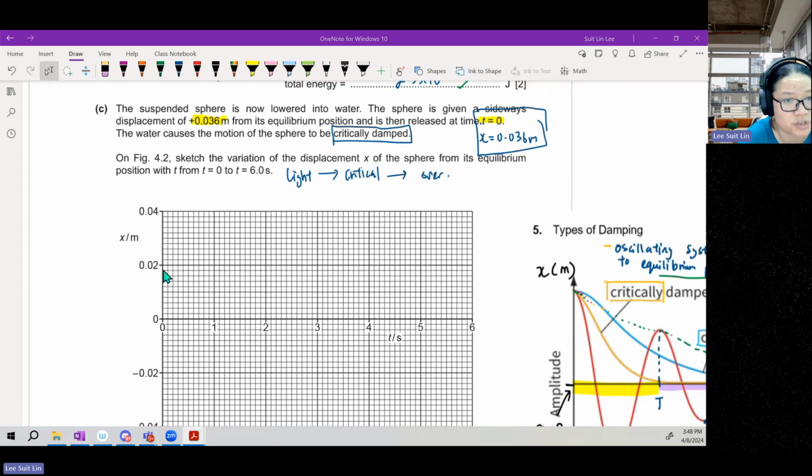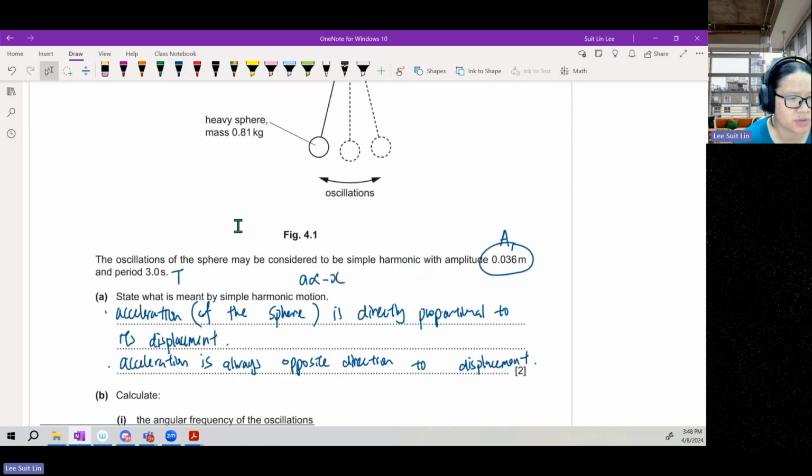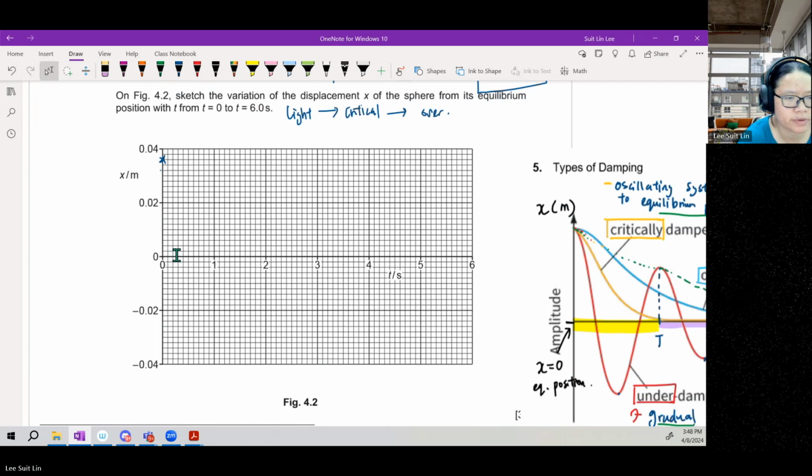First, let's start with 0.036. 3 is here. 2, 4, 6 here. 8, 10. So I will plot this point, 0.036. It's going to decrease. What's my period? Period is 3 seconds. So period is somewhere here. So it's going to go down to the equilibrium position around or slightly before T. Can you just draw this orange graph? So just like that.